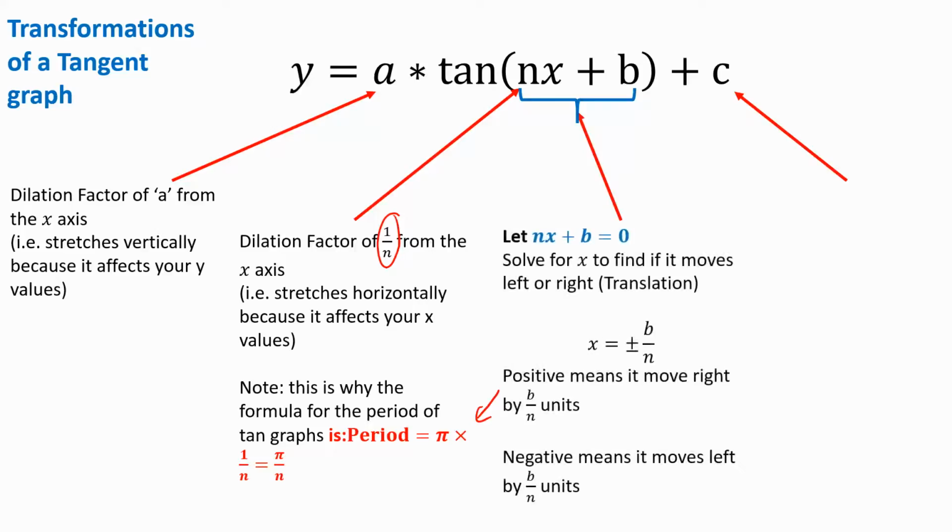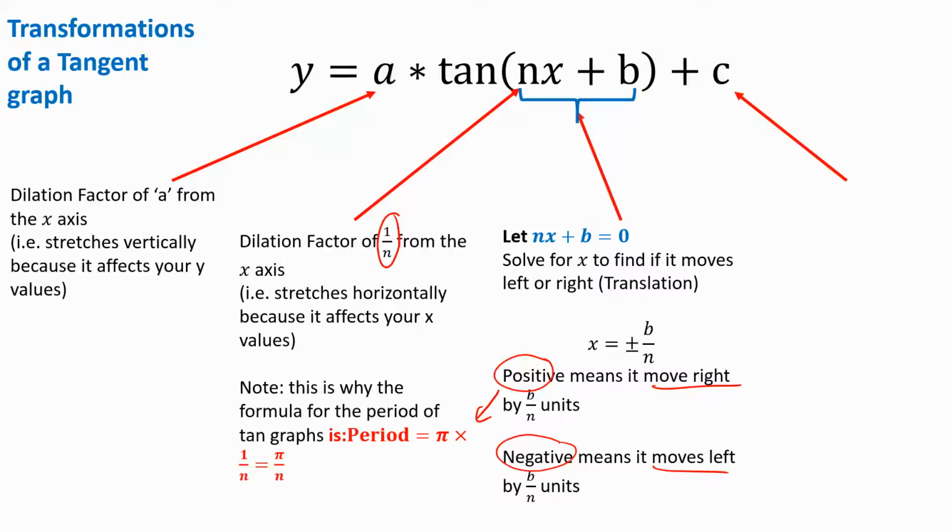And then to find out if you're moving the graph left or right, I told you to let nx plus b equal 0. It's been the same throughout quadratics, cubics, and every other graph. So if you solve for x, if it's positive, it moves to the right. If it's negative, it moves to the left. That's the same technique you've been using over and over.